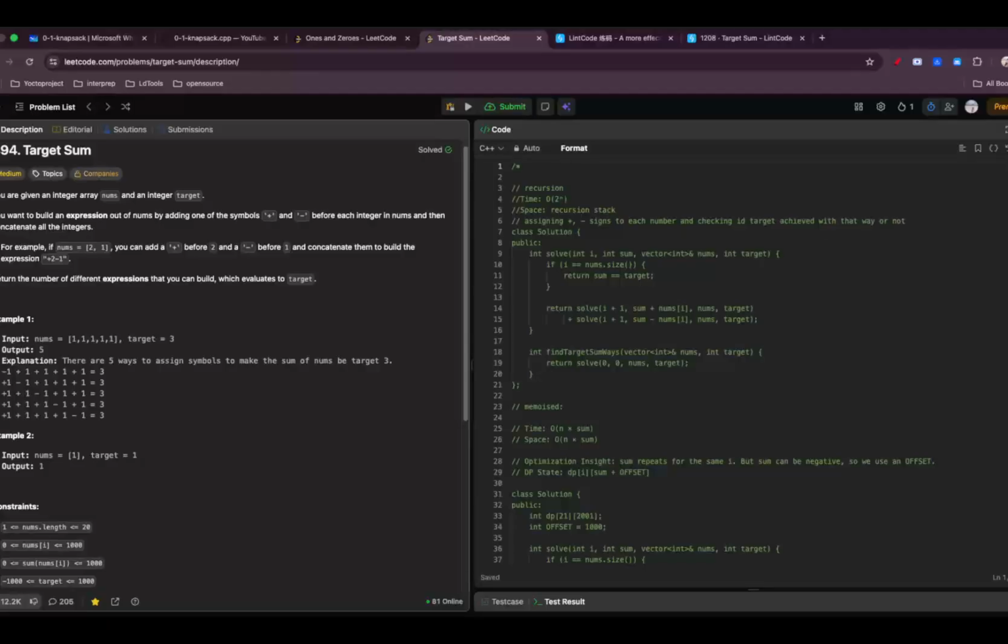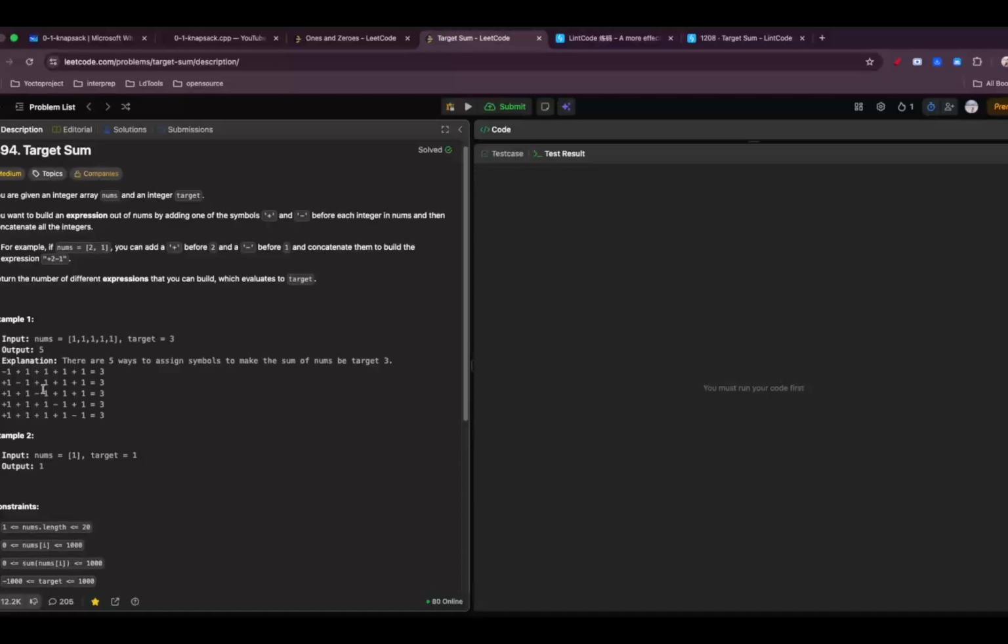Yeah, but before that, could you show me your recursion code? Like how you have done and why you were not able to do it via memoization and tabulation.